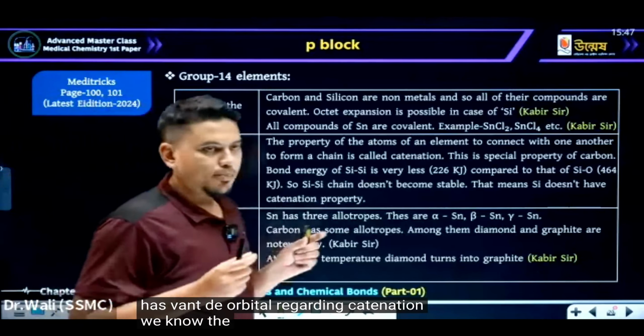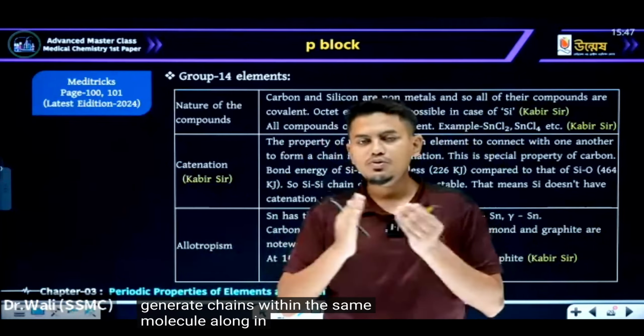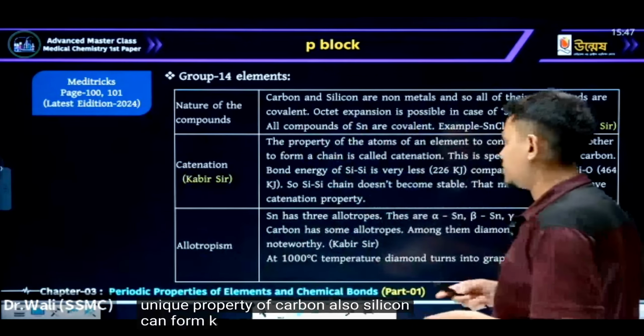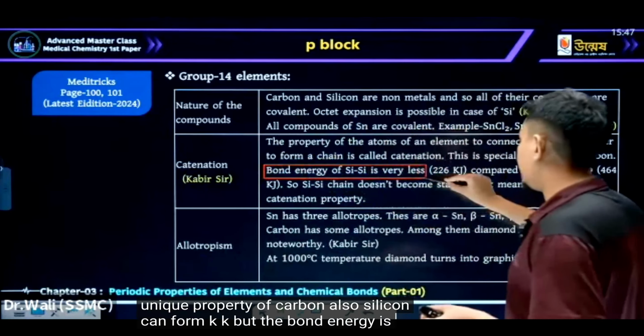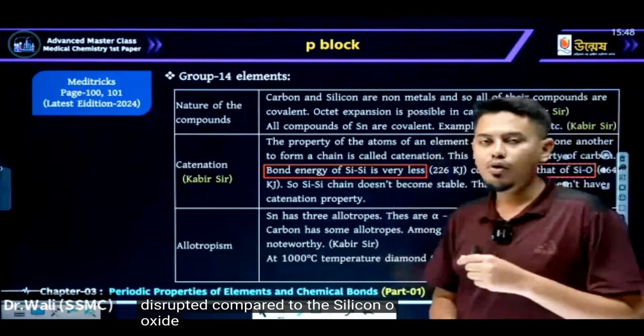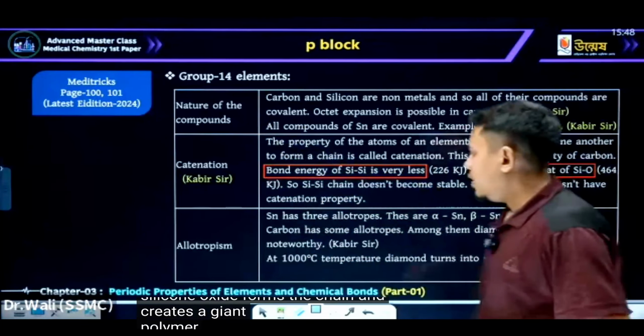Regarding catenation, we know the property or ability to generate chains within the same molecule between two same atoms is called catenation. So catenation is a unique property of carbon. Also, silicon can form catenation, but the bond energy is very low. That's why the chain gets disrupted. Compared to the silicon-oxygen bond, it is less stable. That's why silicon oxide forms the chain and creates a giant polymer.